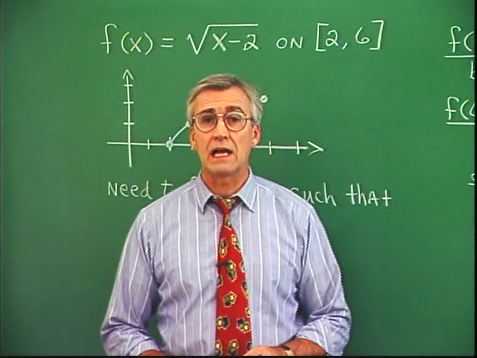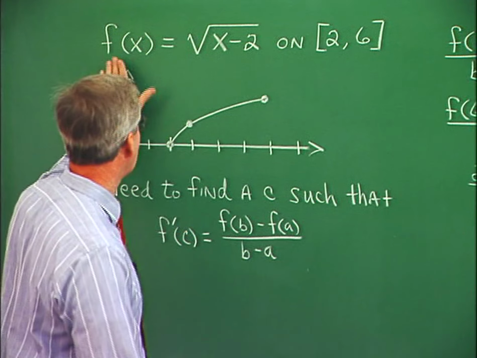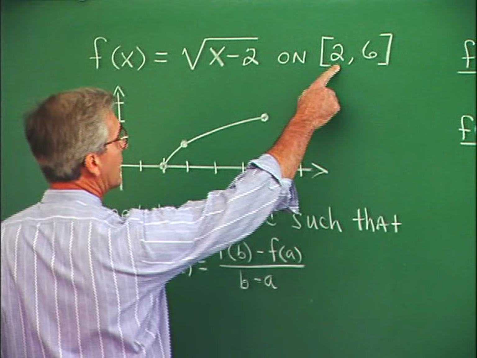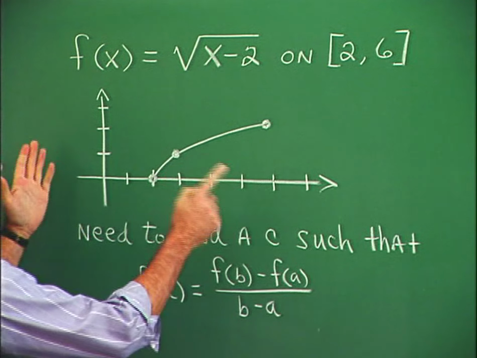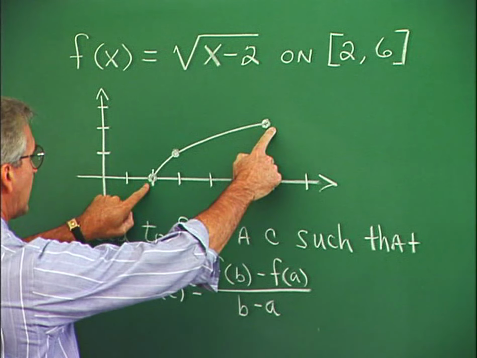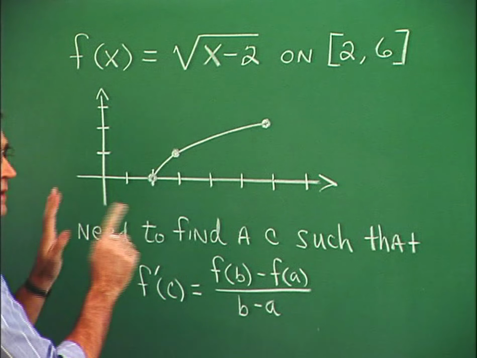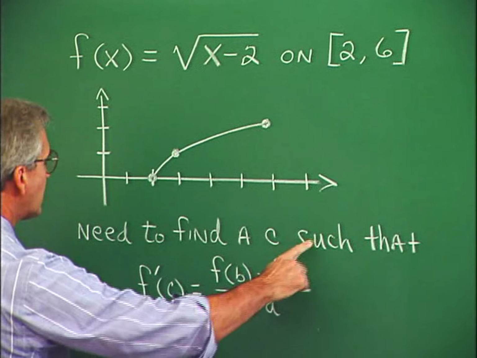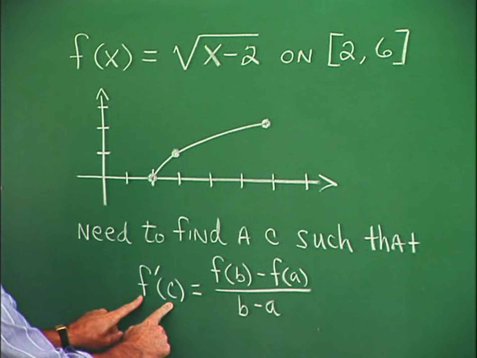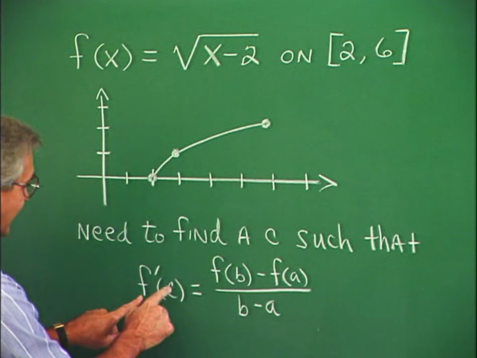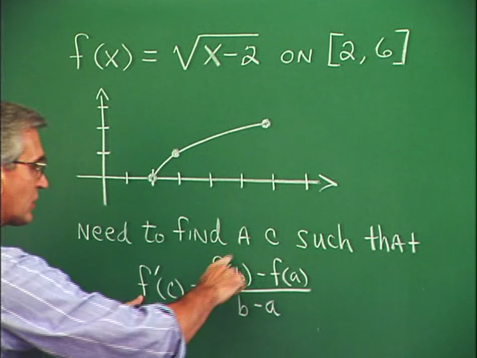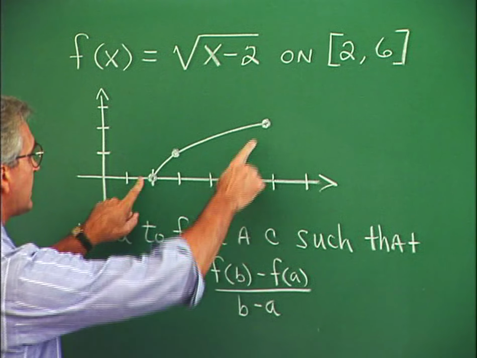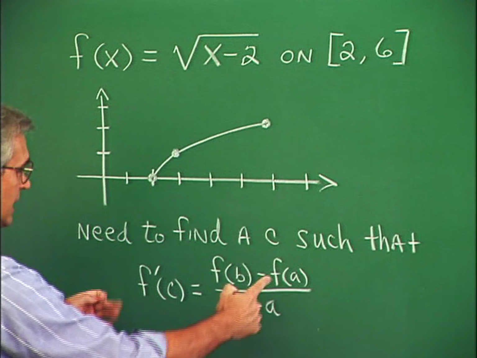Let's use the mean value theorem in this problem. Here's our function, and we're talking about the interval from 2 to 6. The graph looks like this along that interval. And to use the mean value theorem now, understand what we need to do. We need to find a c such that f prime of c, the derivative at that point, is equal to the slope of the line containing the endpoints, and here's the slope of the line containing the endpoint.